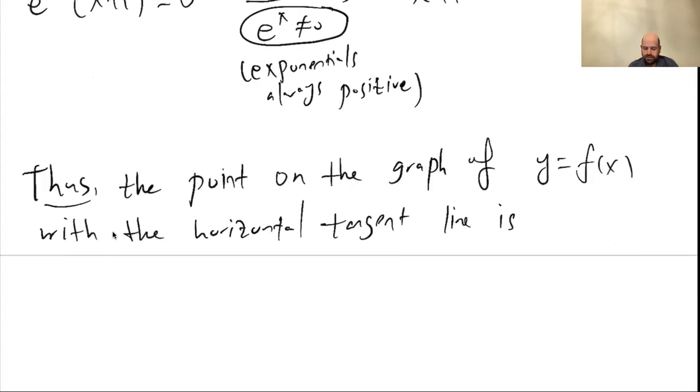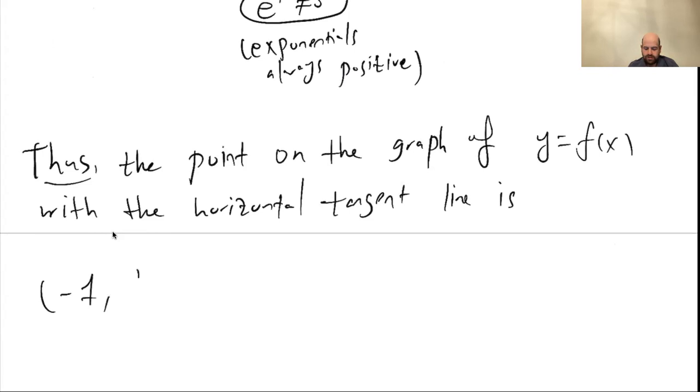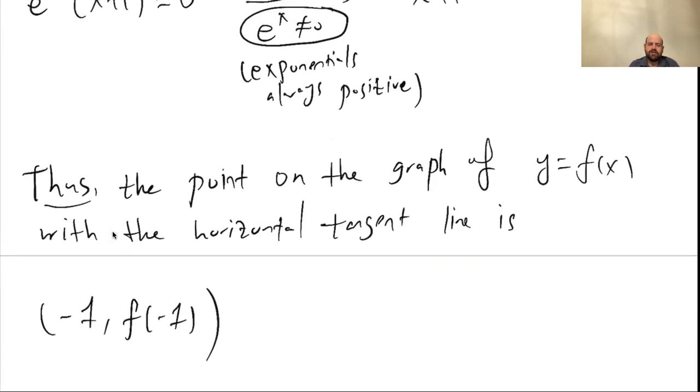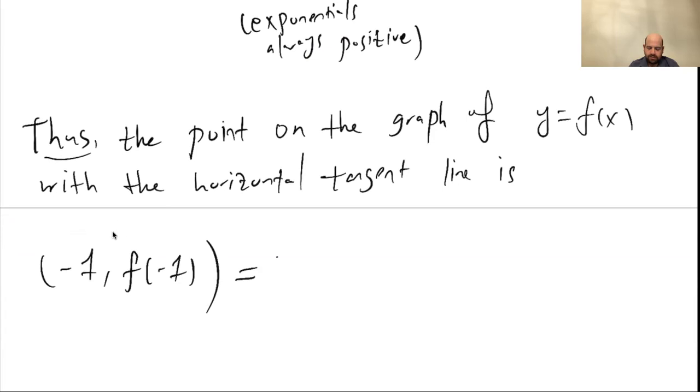Well, the x value is minus 1 and the y value should be f of minus 1, right? Because if you have your x value and you want to find the point on the graph, you just need to plug the value of x into f and then you will find the y coordinate. So if the x value is a, the y value will be f of a. So the point on the graph with x value of minus 1 will be minus 1 and f of minus 1. And what's that going to be?